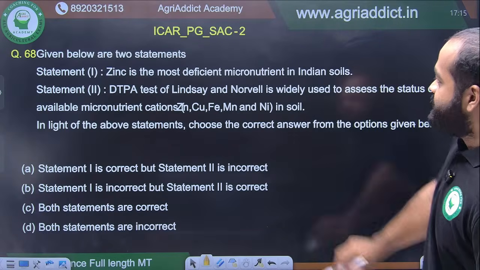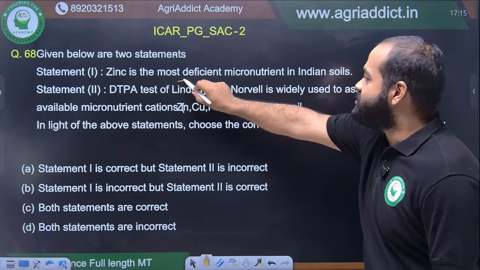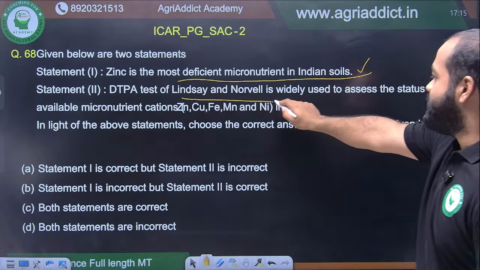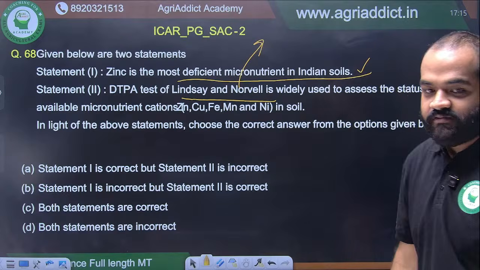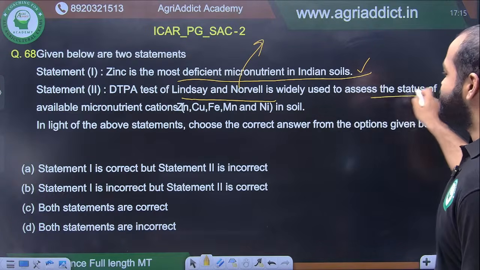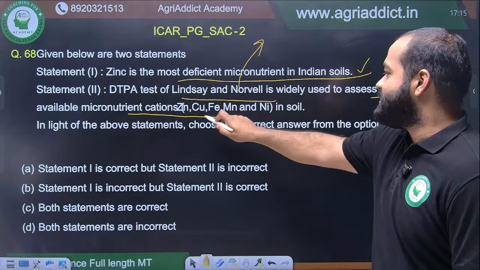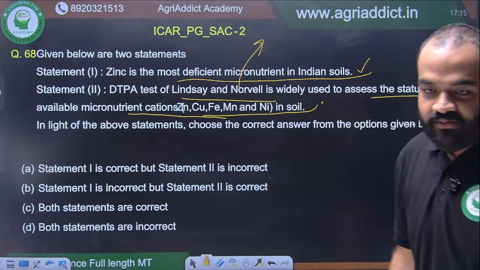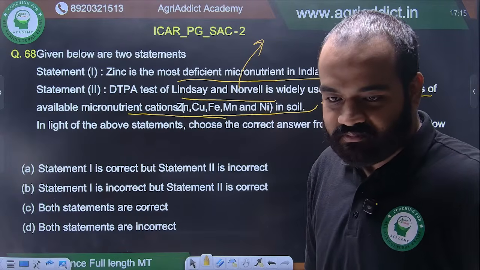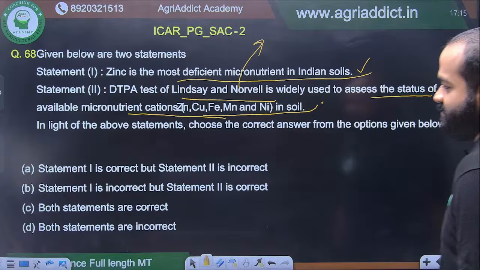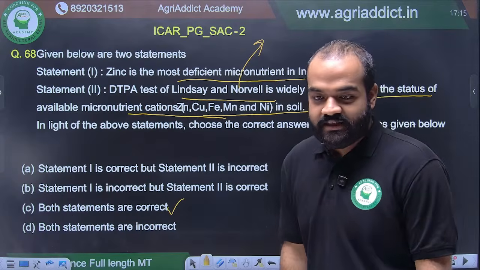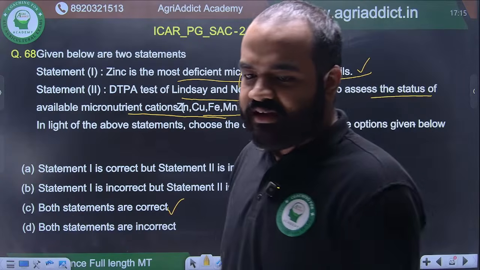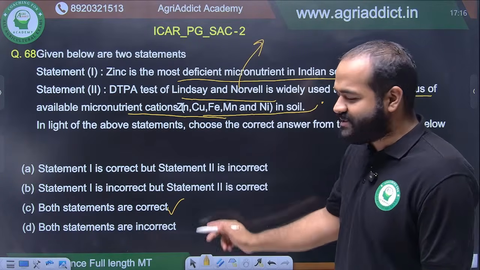Given below are 2 statements. Again, a statement type question. Zinc is the most deficient micronutrient in Indian soils. DTPA test of Lindsay and Norvell is widely used to assess the status of available micronutrient cations, that is Zn, Cu, Fe, Mn and nickel in the soil. So, in light of the above, tell me what is the answer? Option C. Both statements are correct. Any other answer? Option A. Please read the options correctly. Option A does not say both correct. If you want to say both correct, it is in option C here, right?